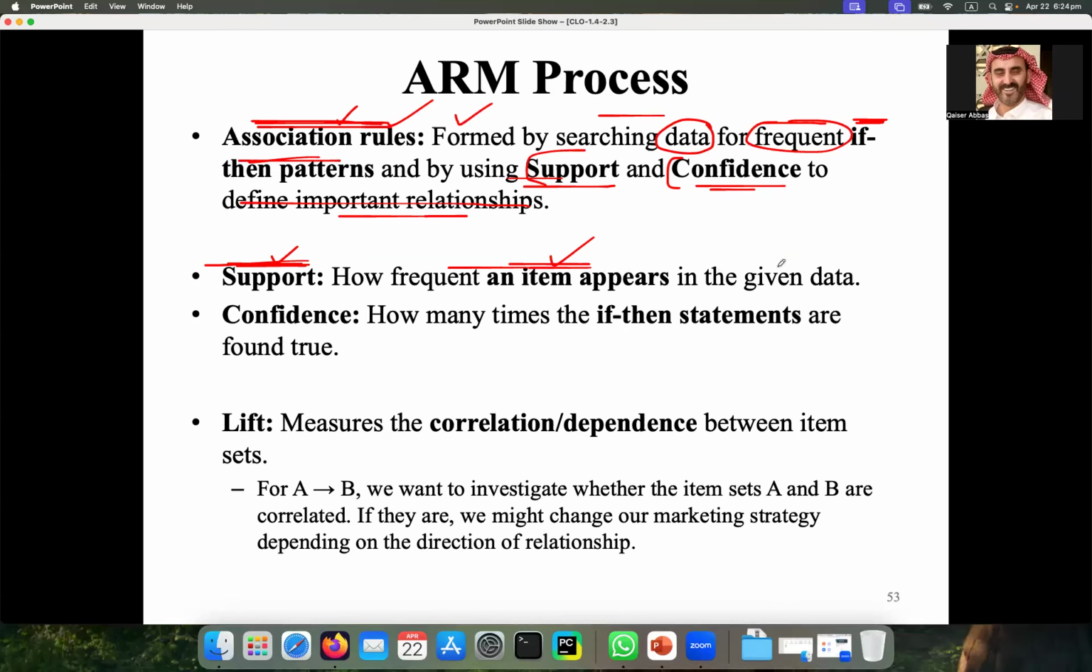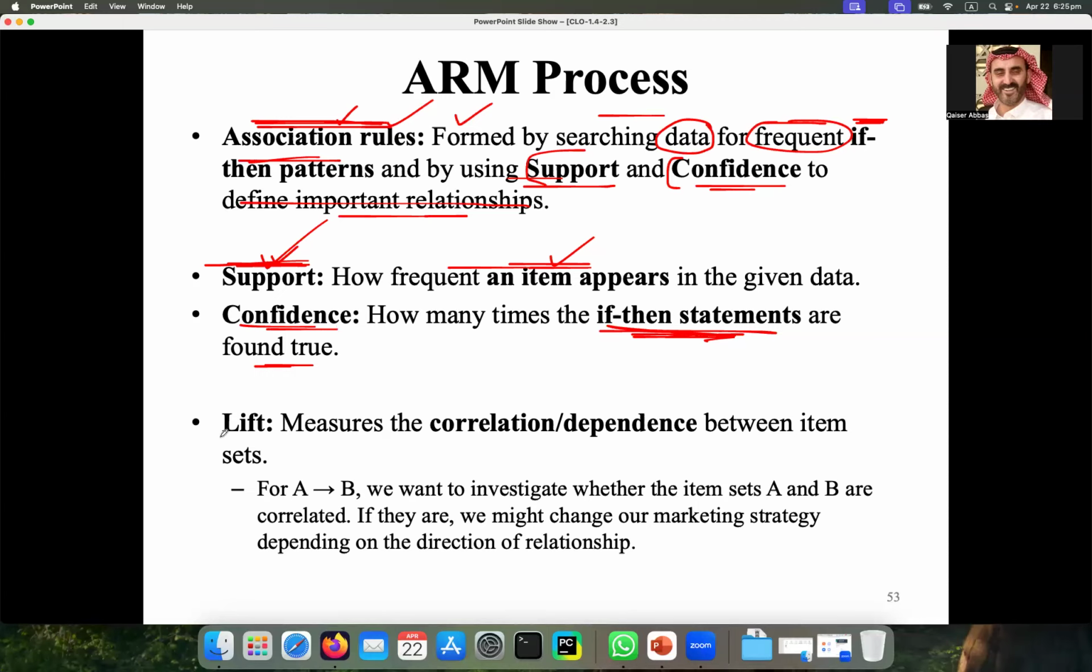How frequently an item appears in the data is called support. And what is confidence? Confidence is how many times an if-then statement, X implies Y, is true in the data. We are not just counting occurrences; we are seeing how many times X implies Y is true in the data. When it is true, then you count, and then you divide by something and get the confidence.